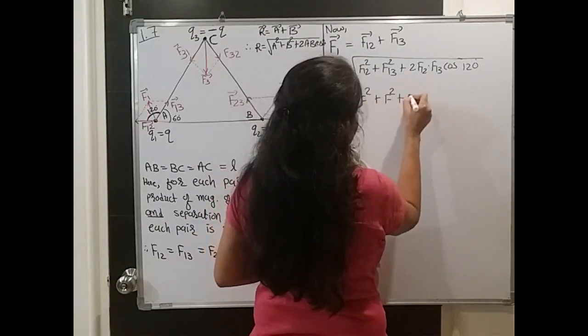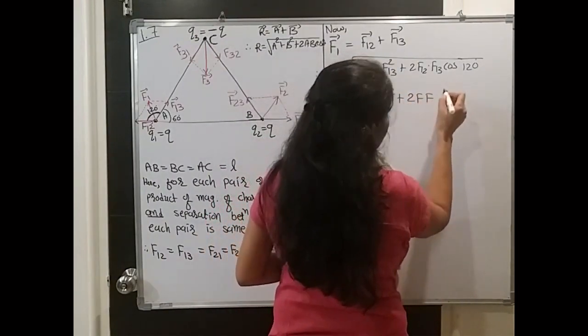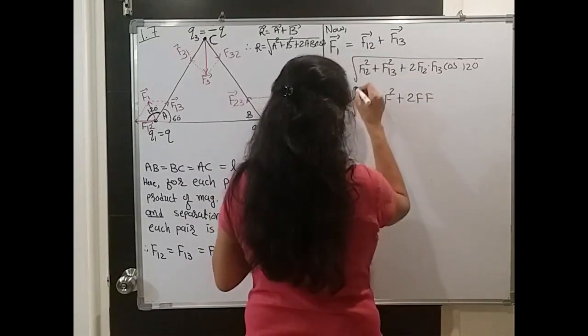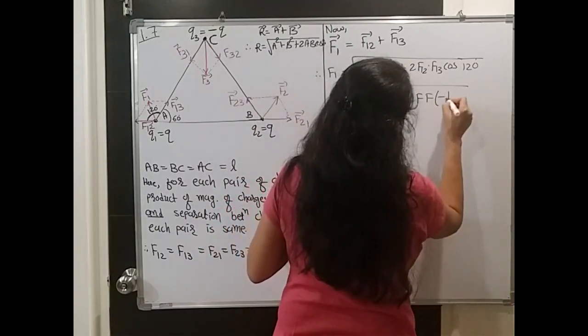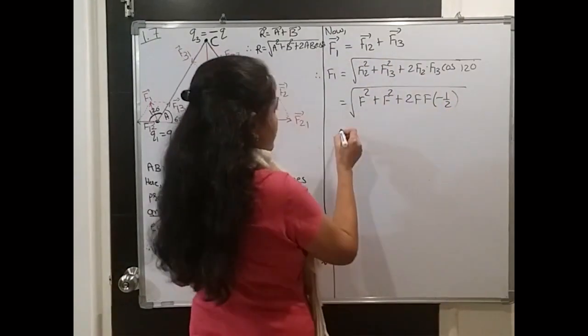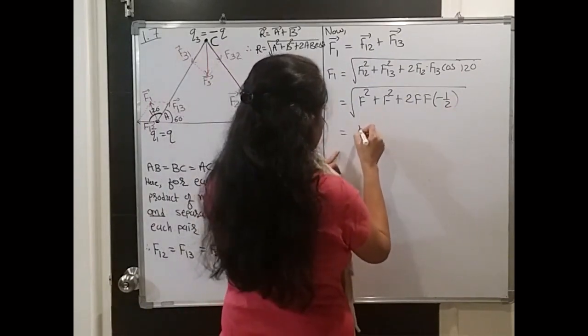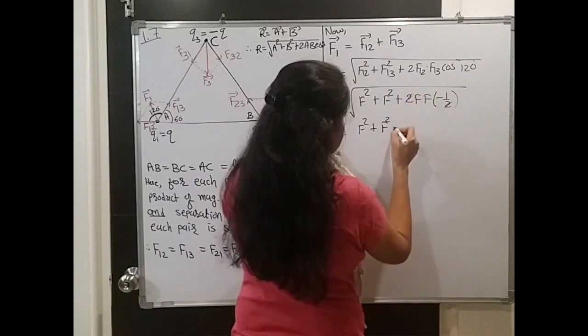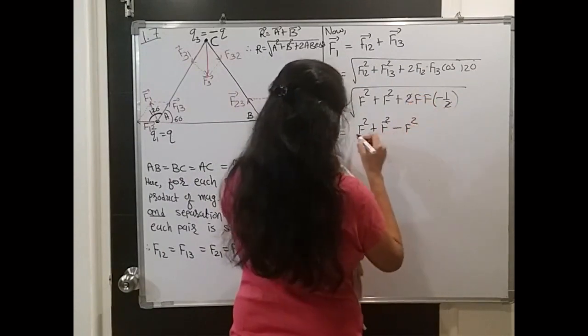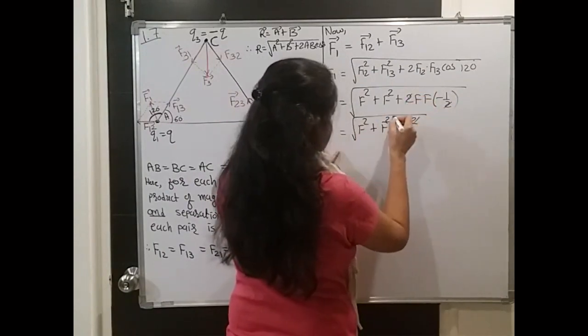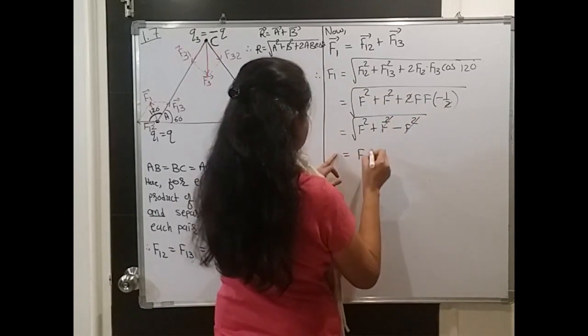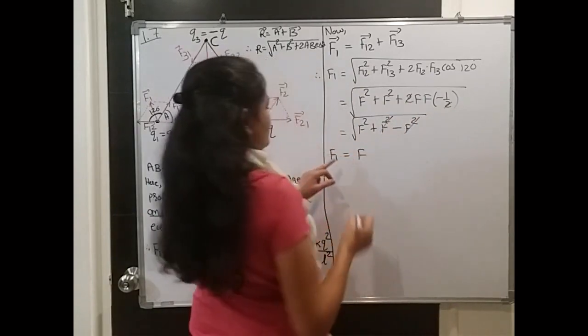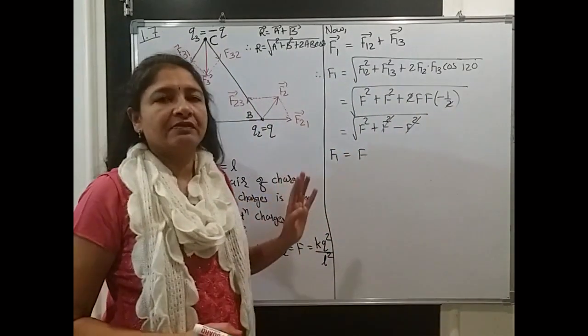Okay. Now F12 and F13, they are nothing but F, so I can say that F square plus F square plus 2F square cos 120, which is minus 1 by 2. Okay, so this will be F square plus F square, this 2 gets cancelled, minus F square. This F square gets cancelled, hence it will become F. So the magnitude of F1 is equal to F.